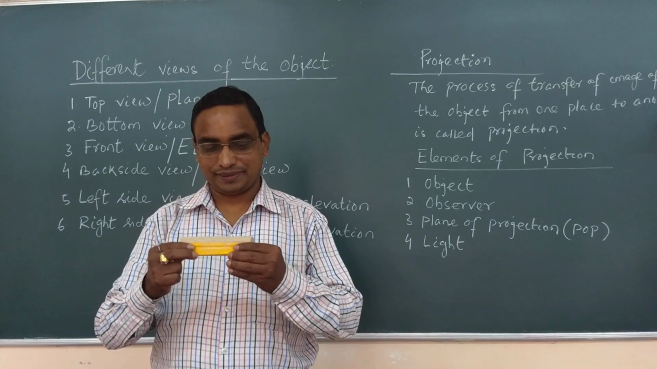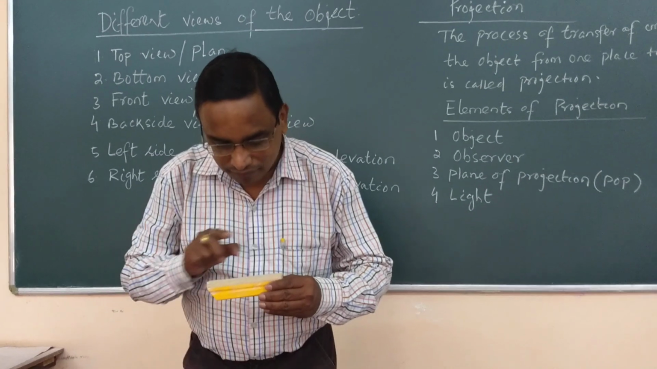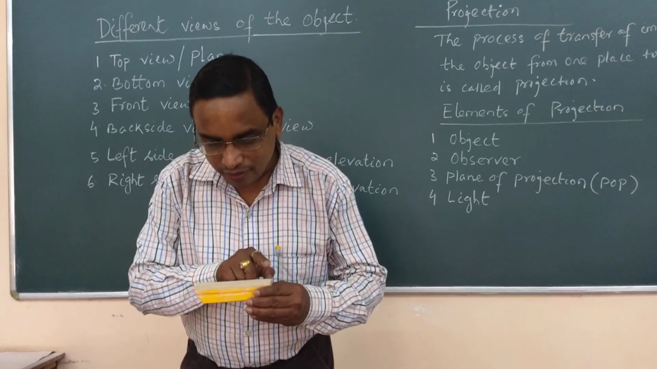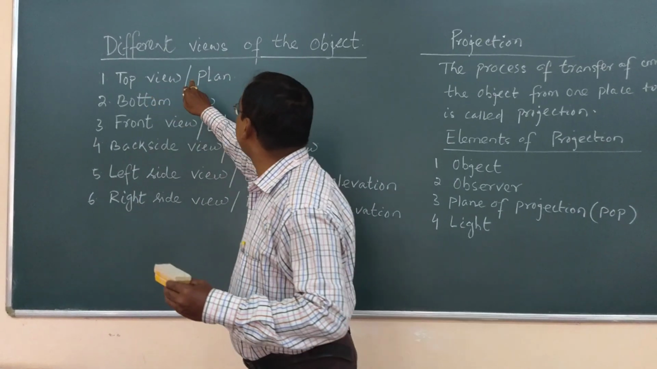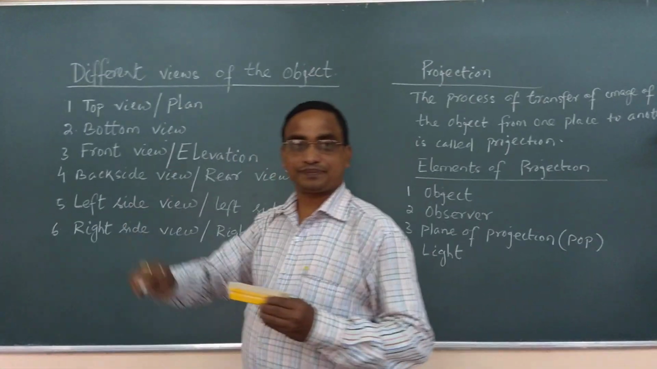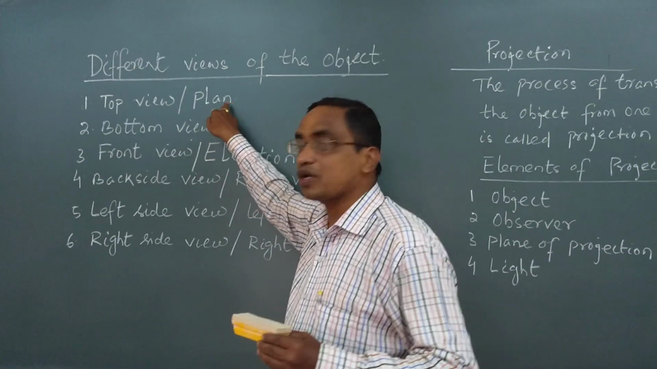Just to mark, I mark. Which part of the object do I mark? The top part of the object I mark. So the first one is your top view, or we can say plan. There are 6 different views. The first view is top view or plan.